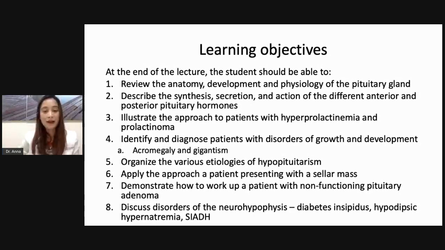And then I also want you to be able to demonstrate how to work up a patient with a non-functioning pituitary adenoma. So even as general practitioners, I hope that at least the initial workup of your patient, you'll be able to do that before referring to a subspecialist.